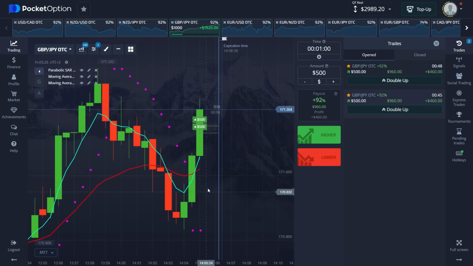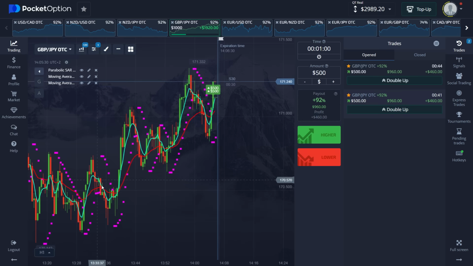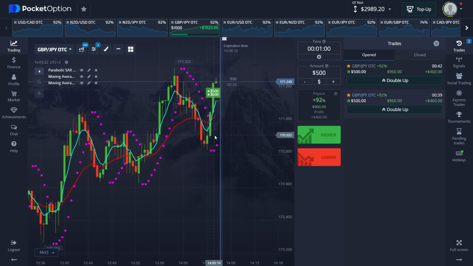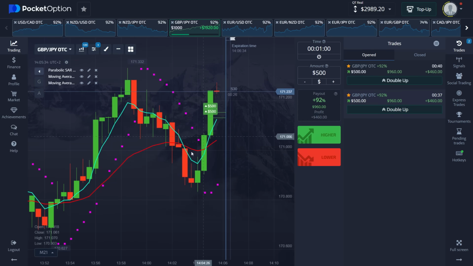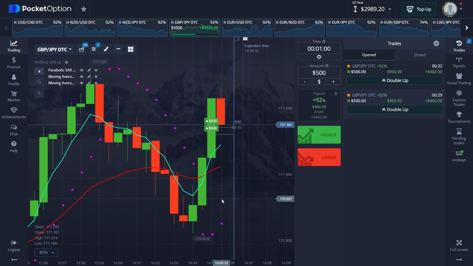This is exactly how, this is the perfect entry right here. You can see the price is going in waves, so we caught the perfect opportunity here to enter after the price has gone down, and we have two of our indicators showing exactly that. So this is going to be easy money for us. So let's wait for 30 seconds and collect our $1,000.